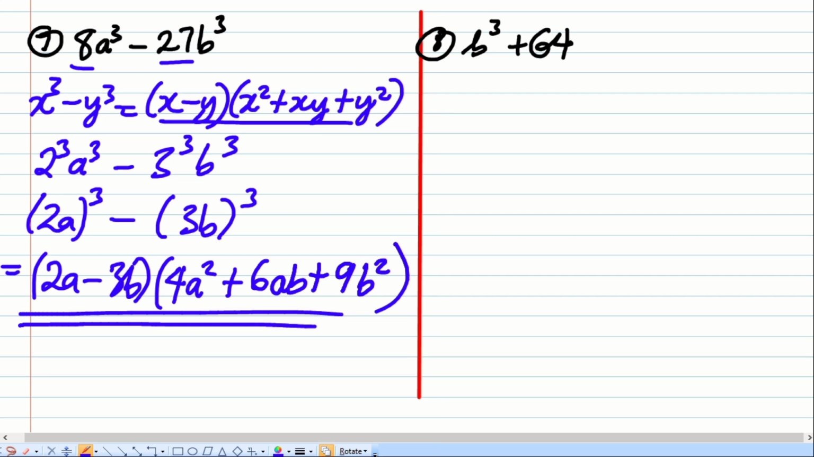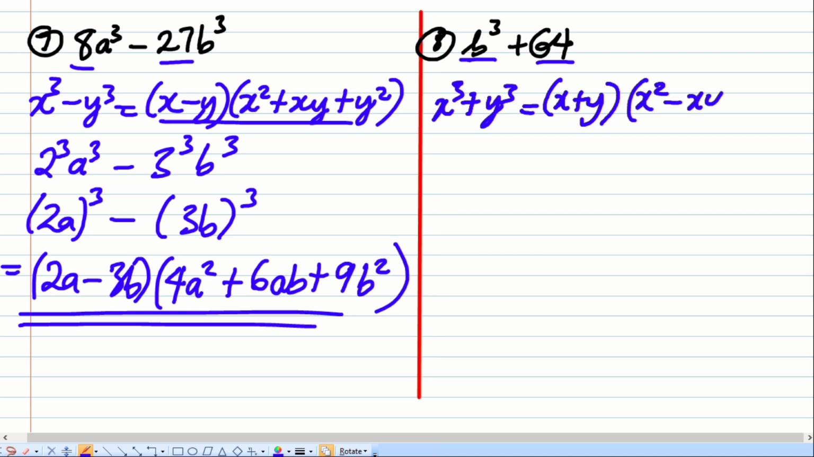We factorized that expression. Now the next question, which is question number 8, you see we have b cubed plus 64. Now b is already in the cube form, 64 is not in the cube form, and then you notice that we have plus now, not minus. So this will be a sum of cubes. Remember, sum of cubes is the same thing as this, just that the signs are a little bit reversed. So this will be (x plus y) times (x squared minus xy plus y squared). So in this case it's going to be minus.